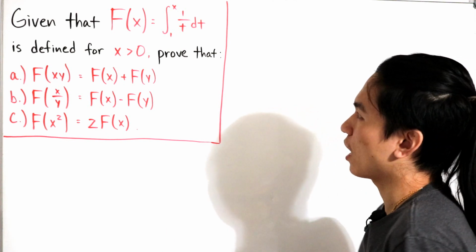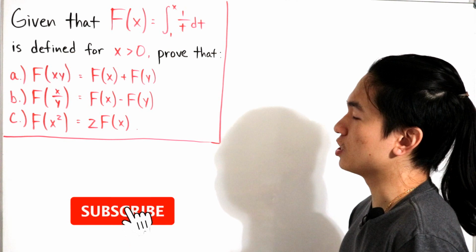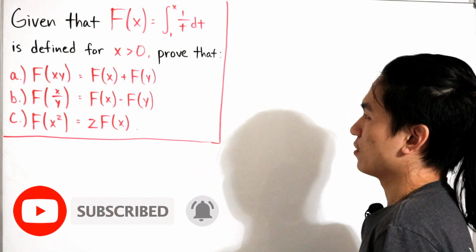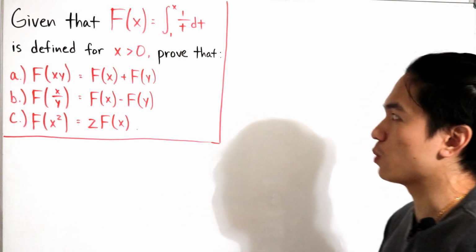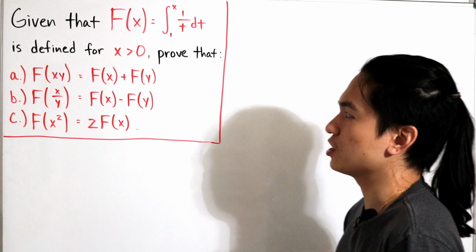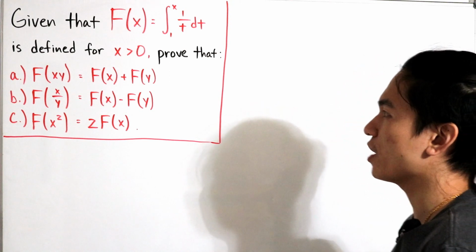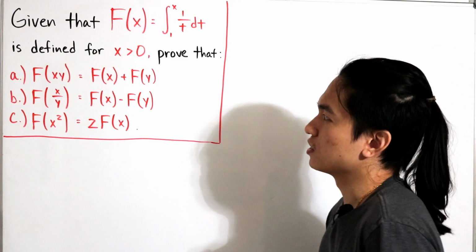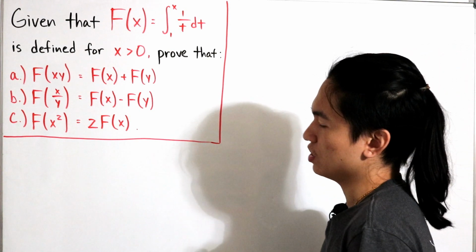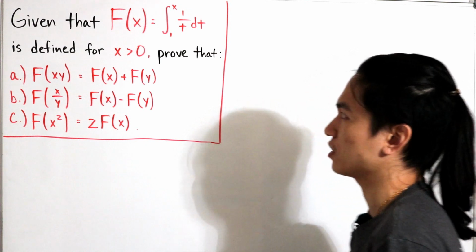So we're given that capital F of x is equal to the definite integral from 1 to x of 1 over t dt, defined for x strictly greater than 0. We want to show, for part A, that F of xy is equal to F of x plus F of y; for part B, that F of x over y is equal to F of x minus F of y; and for part C, that F of x to the power z is equal to z times F of x.